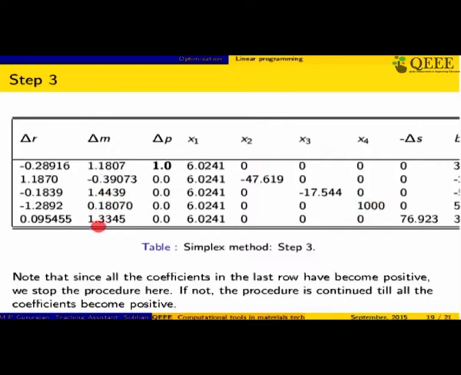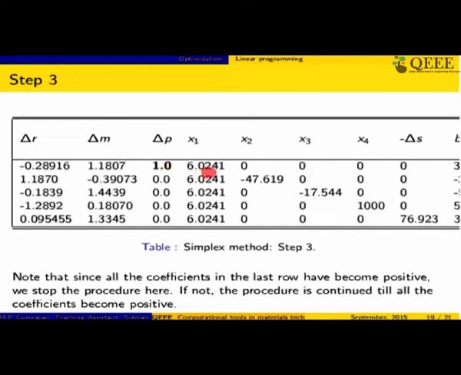But along the way, you realize that all the cost coefficients in the last column have become positive, which means the method has identified an optimal solution. What is that optimal solution? The optimal solution is one which has delta P, because that is 1 and the rest is 0. So that is part of the solution. And the x1 has become non-basic. Previously x1 was part of the solution, but that is what got replaced by delta P.